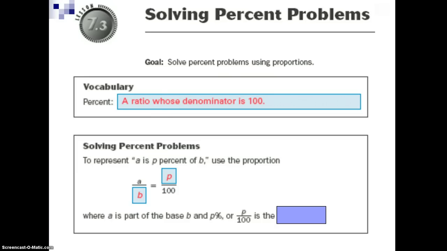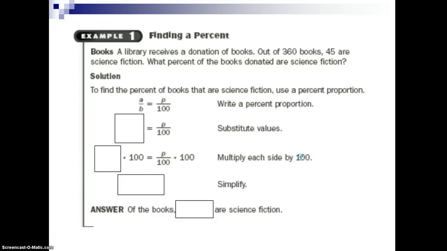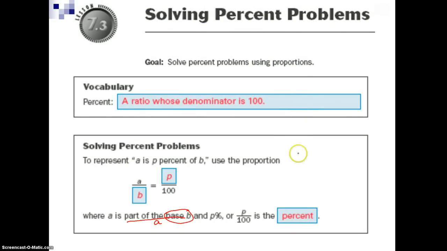You do need to know that A is called the part of the base. So this is your A. B is your base, and P percent will turn into P over 100, and that's the percentage. Before I move on, if you have 50%, you could write that as a fraction by putting 50 over 100, and that's how you can set up your proportion.